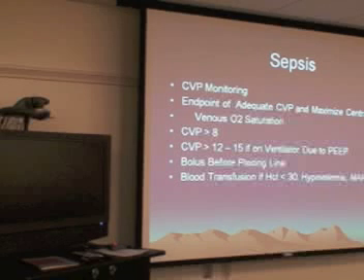More invasive, CVP. Maximize central venous oxygen saturation, CVP greater than 8 unless they're on a vent. 12 to 15 if they're on PEEP. Most of your boluses are given before you place the line. Obviously it takes a little time to set that up.